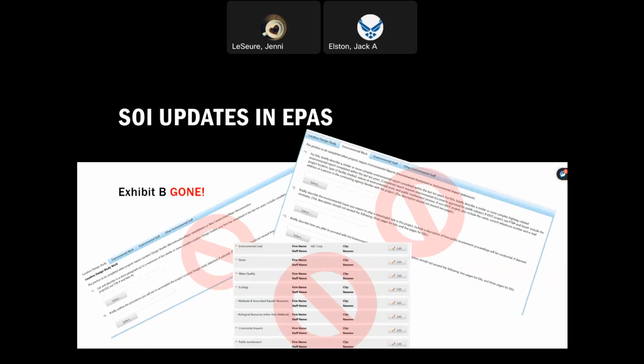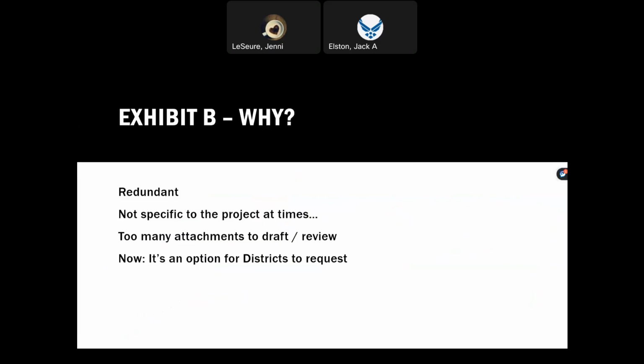Okay. So the biggest thing to share is Exhibit B is no longer going to be required. So we are removing it entirely. So it's all the Location Design Studies tab, the Environmental Work tab, Environmental Staff tab, and other Environmental Staff tabs. It's just not going to be there any longer. Why? It's redundant information. Lately, we've seen sometimes it's not specific to the projects, and there's just too many attachments to draft or review. But it is now an option for the districts to request if they wish to see something similar.